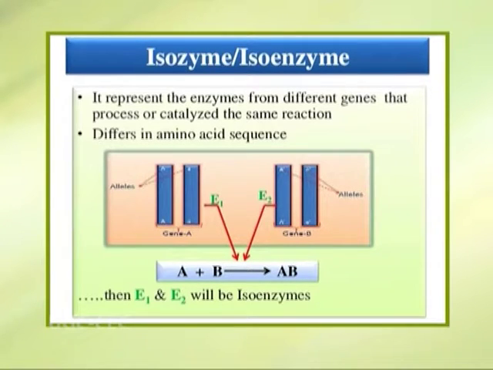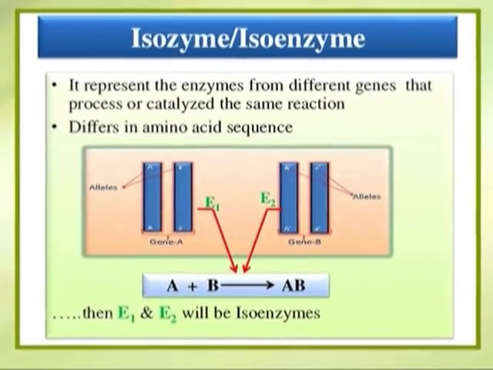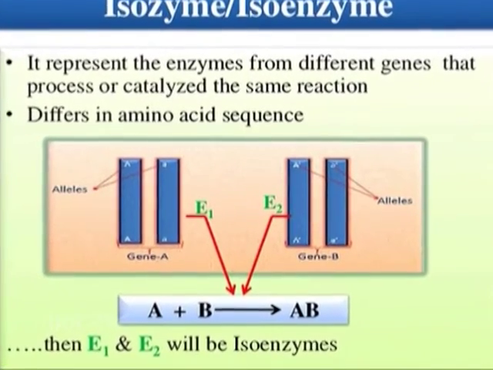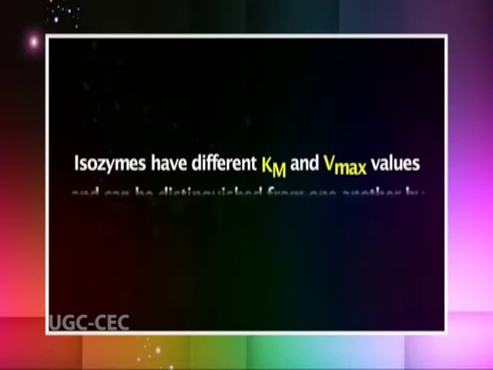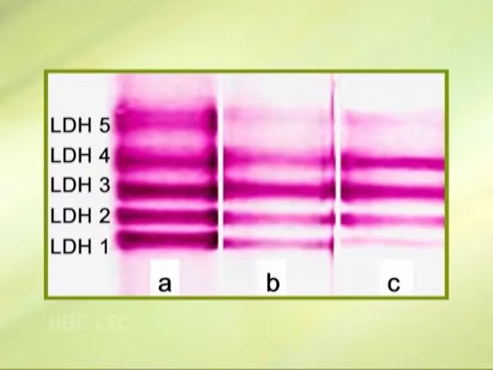Isozymes, also known as isoenzymes, are homologous enzymes that catalyze the same reaction but differ in structure. The differences in the isozymes allow them to regulate the same reaction at different places in the species. In particular, they differ in amino acid sequences. They display different kinetic parameters as well as regulatory properties. For example, isozymes have different Km and Vmax values and can be distinguished from one another by biochemical properties such as electrophoretic mobility.